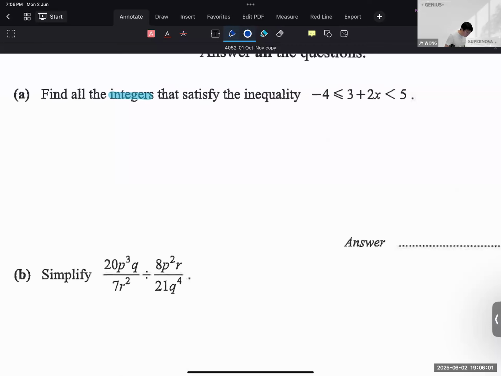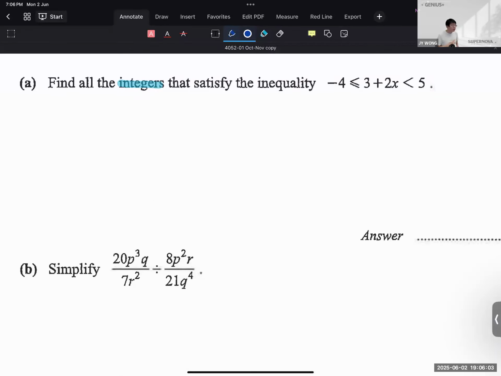Let's go ahead and solve the inequality first. How do I solve the inequality, Kimi? Split them into 2, right? Very good. So you just draw a line here. Actually, it doesn't really matter. So -4 is less than or equal to 3 plus 2x. We don't write anything in the middle. You just write 3 plus 2x less than 5.